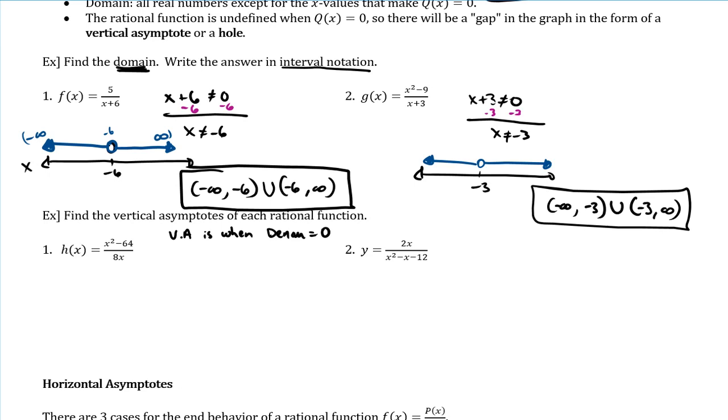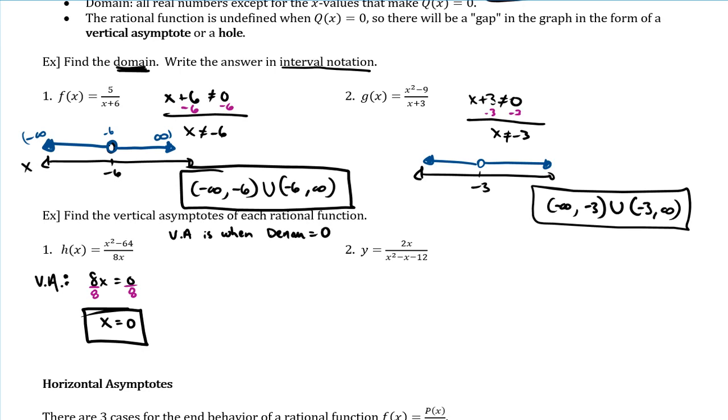All right, so for instance, on number 1 here, it's a rational function. X squared minus 64 in the numerator is fine. That I could just move on from. This 8x in the denominator, let me even label it, vertical asymptotes is when the denominator equals 0. So now I do 8x equals 0. If I just divide by 8, we would get x is 0. 0 divided by 8 is 0. So that is the final answer. These ones we leave in the equation form.